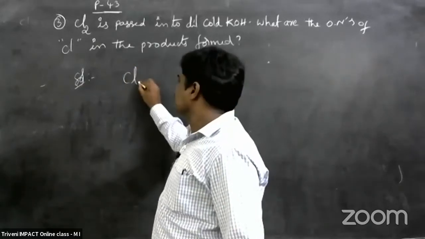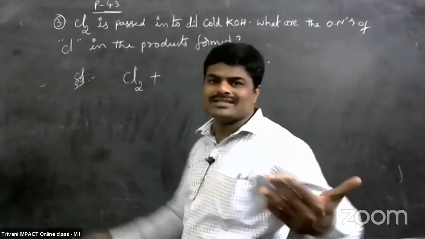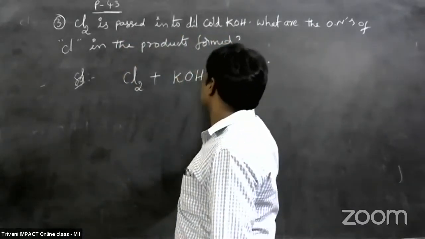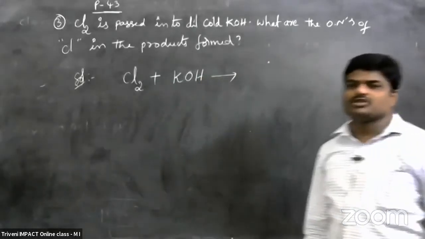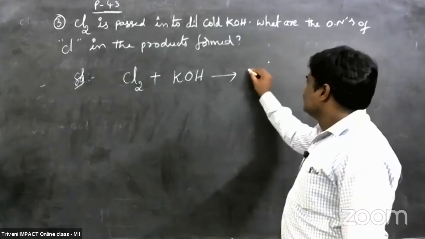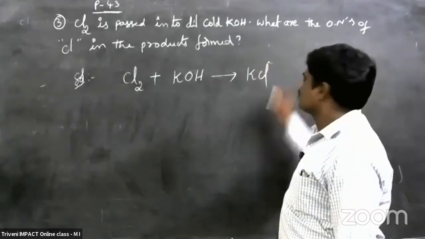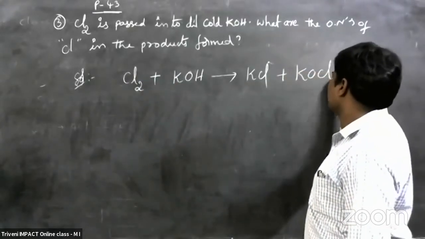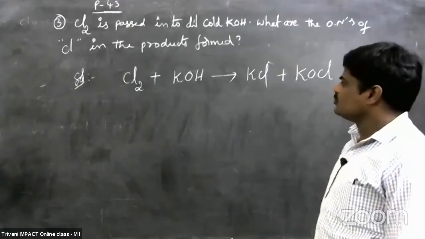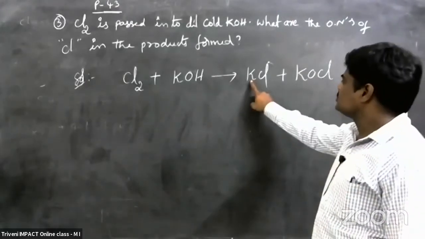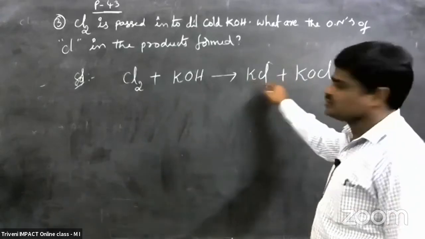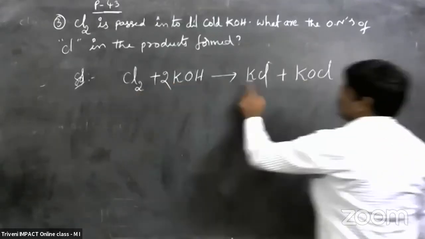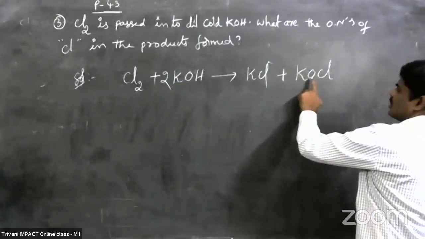Chlorine Cl2 is passed, which means it reacts with KOH, potassium hydroxide. The products are potassium chloride, KCl, and potassium hypochlorite, KOCl. To balance this equation, on the right side two potassium atoms are there, so we have to keep 2 here. So 2 potassium, 2 chlorine, and 1 oxygen is there.